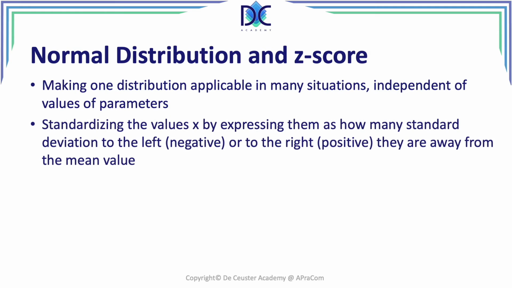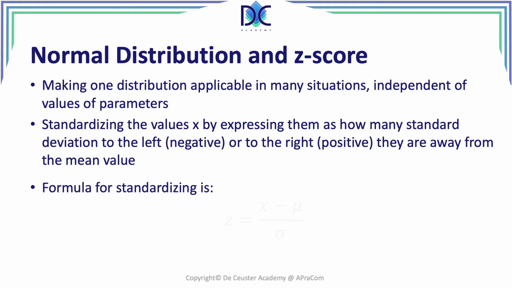Now, what we're going to express is how many standard deviations x is to the left or to the right from the mean value. When the standard deviations are to the left, then we have negative values for the z-score, and to the right we have positive values for the z-score.